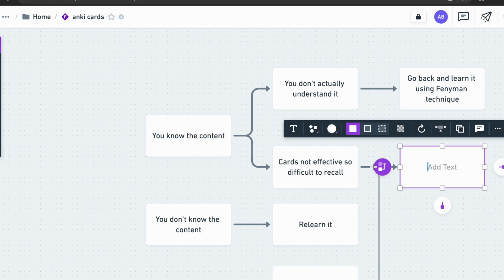And so I've already made a video on how to make effective Anki cards to prevent memory interference from happening, and to make sure that you don't overload yourself with too much information on that card. So if that's the problem, if you know the content and that's the problem, then go and watch that video, because that will help you solve that aspect.